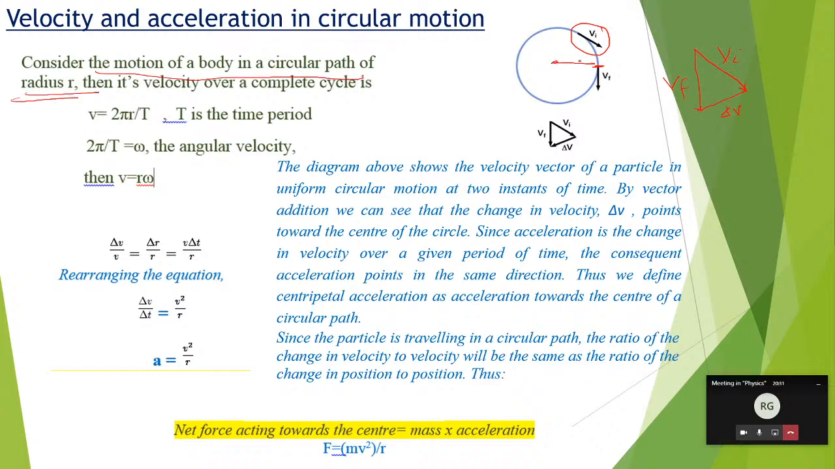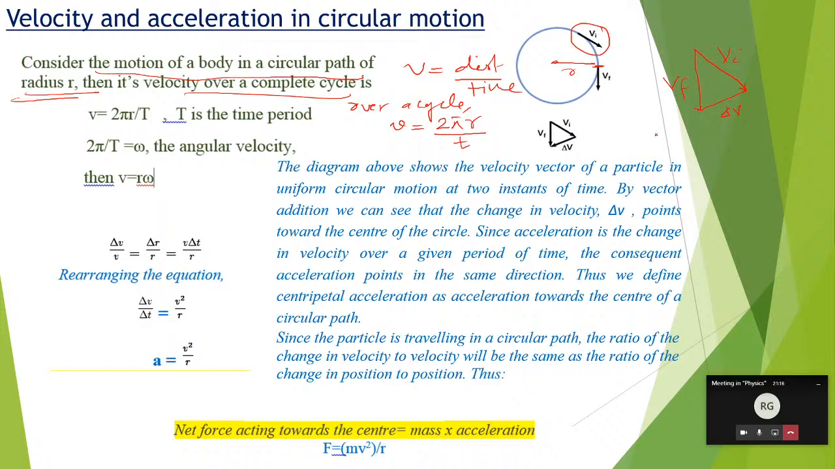So the radius of this path is r. Then velocity over a complete cycle. We define velocity as the distance divided by time. Over a cycle, velocity will be equal to total distance divided by time. How much will be the total distance over a complete cycle if the radius is r? It will be 2 pi r, divided by time. And this is the time taken to complete one full round.